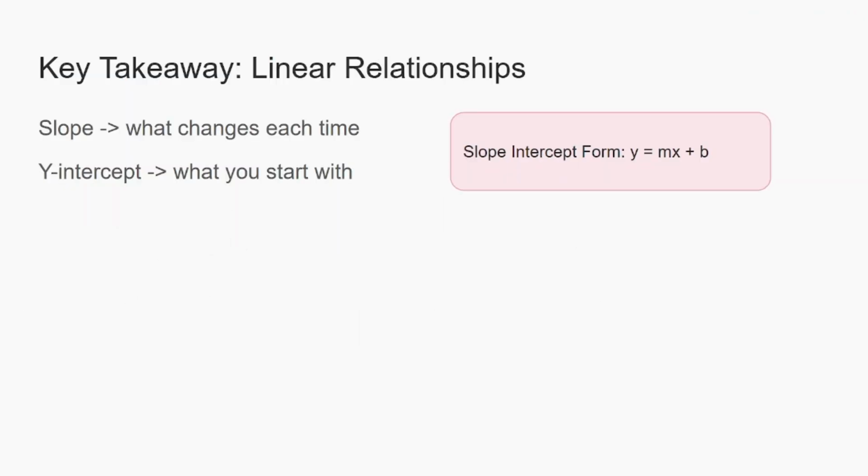Lastly, I want to go over the key takeaways from today's lesson. So slope is going to be what changes each time. So it is going to be what changes when you increase your x by 1. And y-intercept is going to be what you start with. This could be something like a sign-up fee or a flat fee, something that you have even when your x is 0. And this is slope-intercept form because m here is the slope and b is our y-intercept.